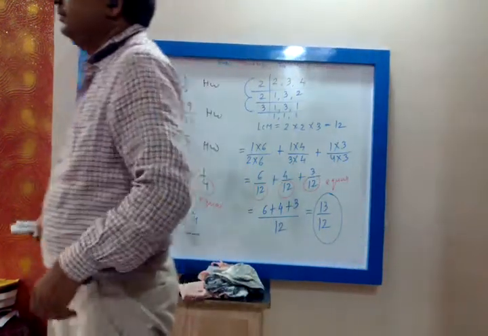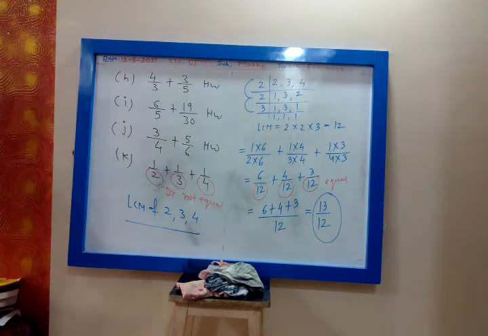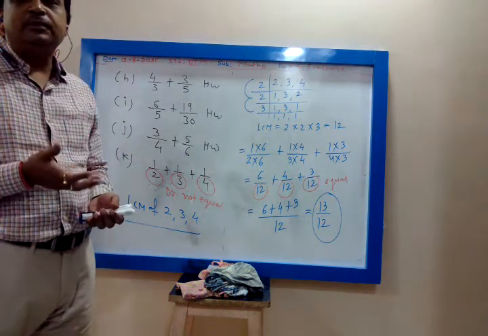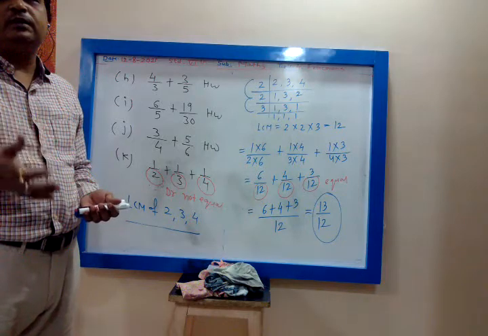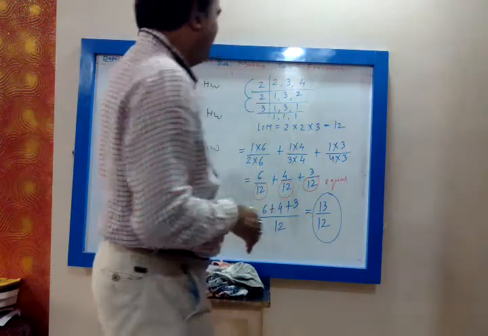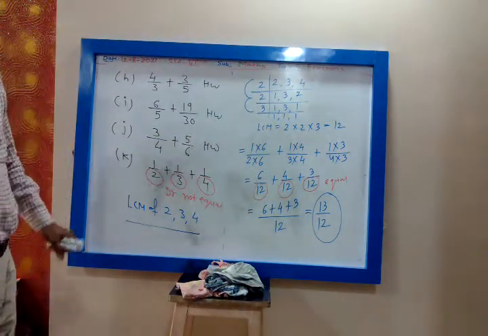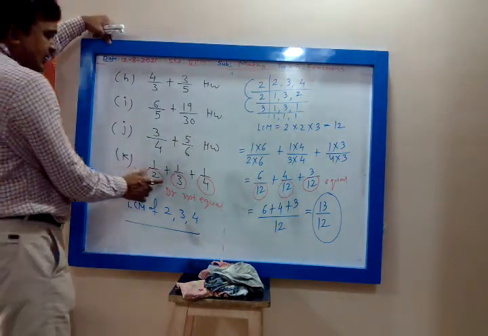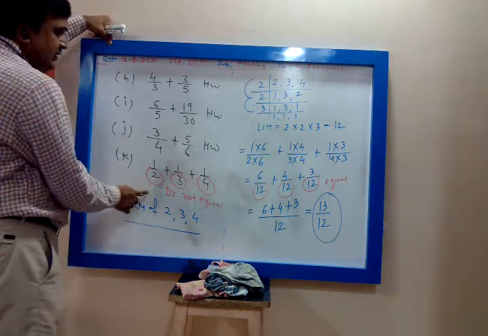Yes, understood? 13 by 12 is the answer. You can write it as an improper fraction. You can also write it as a mixed fraction. No problem. So we stop here, 13 by 12. Whenever denominators are not equal, you take LCM of the denominator.